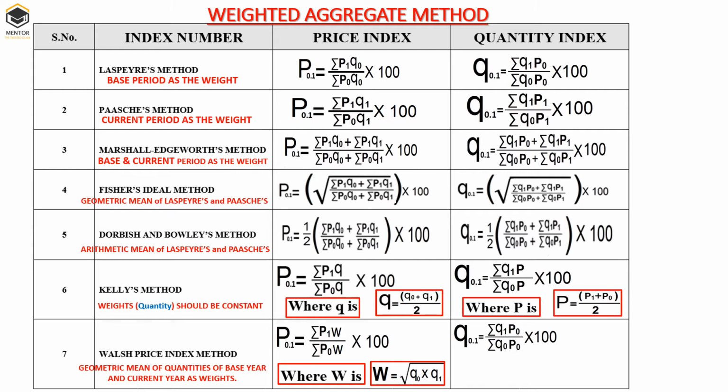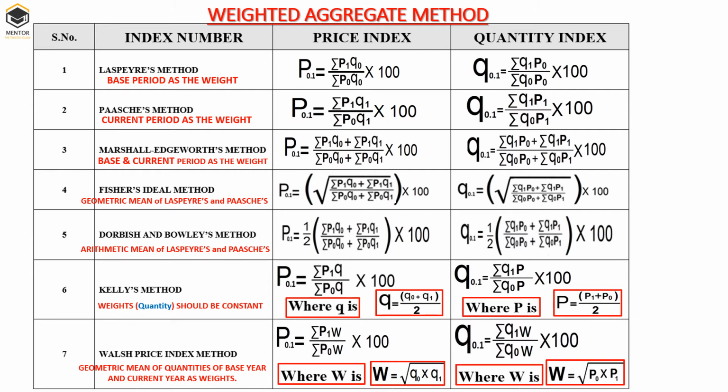So we will be having the same Laspeyres formula for the quantity. Instead of P0 here in the Laspeyres formula of quantity, we will be having W. So what is this W? W is equal to the square root of P0 into P1, which is equal to the geometric mean. So this geometric mean is nothing but a weight which is applied in the formula. So this is the shortcut method to remember all the index numbers under the aggregate method.